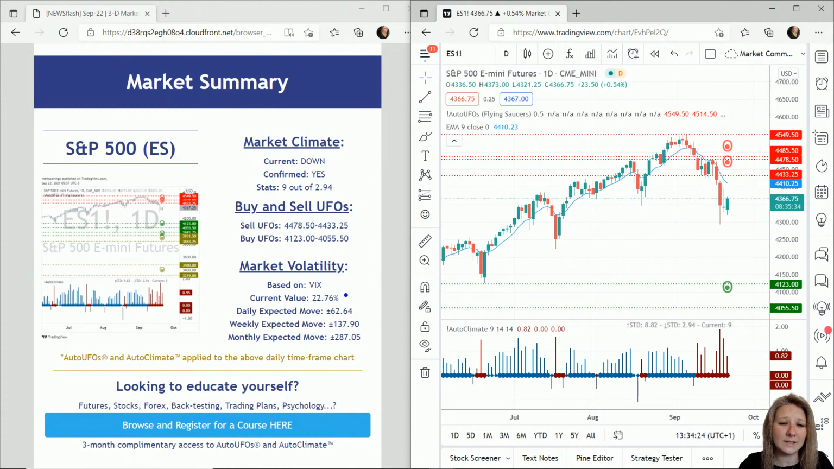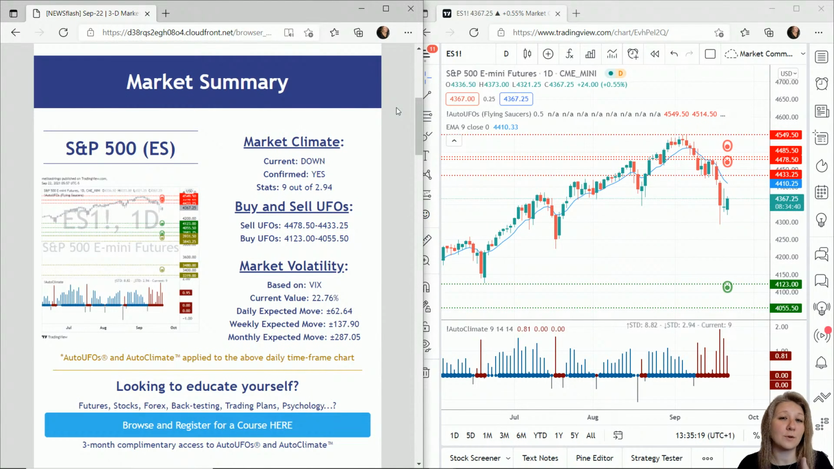Now, in terms of volatility, we'd expect the US stock market to move up or down in 1 year of 22.76%, which means in a day, 62.64 points up or down. In a week, 137.9 points up or down. And in a month, 287.05 points up or down. So bear that in mind as well in terms of the movement expected. So that's the S&P, overall probability down.